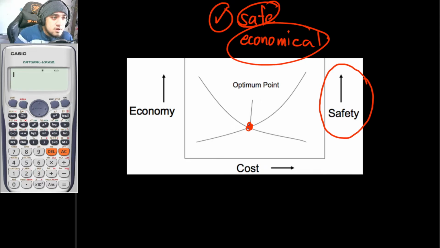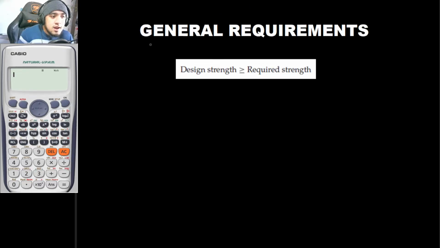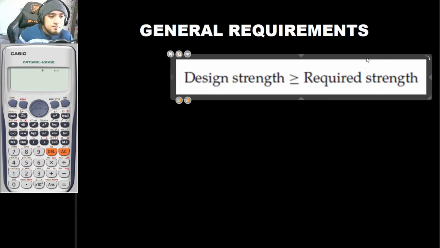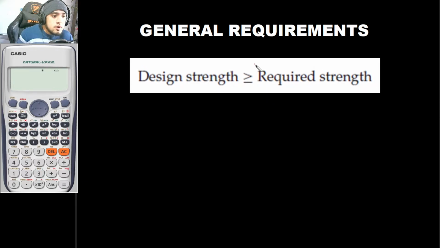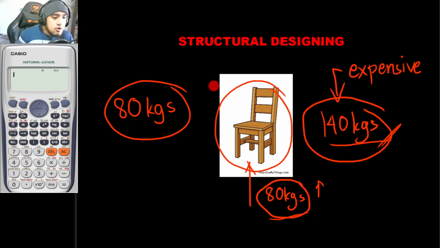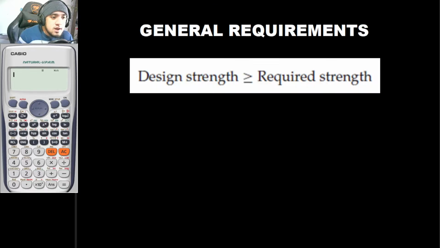And speaking about structural engineering, these are the general requirements or the design philosophy. So it is said here that, by the way, I will just be resizing this for you to see it better. Okay, so according to this, the design strength should be greater than or equal to the required strength. So your required strength in our example right here, since the person sitting there is 80 kilograms, your required strength is actually your load. So I will just be writing them here.